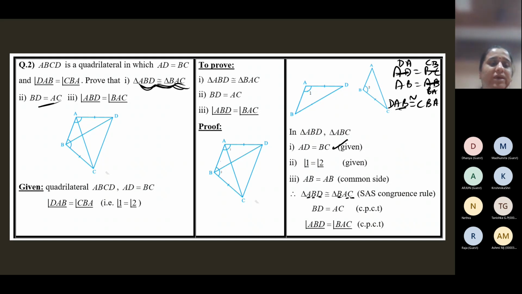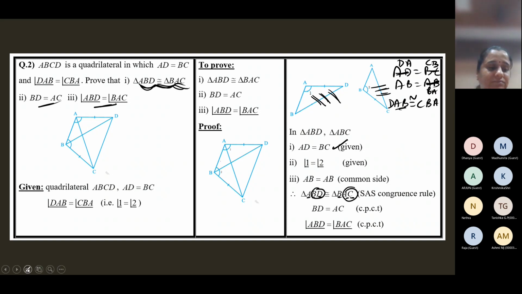So by CPCTC, you will get these two results. CPCTC means corresponding parts of congruent triangles are congruent, are equal. So BD is equal to AC. You can see here BD of the first triangle is equal to AC of the second triangle, by CPCT.